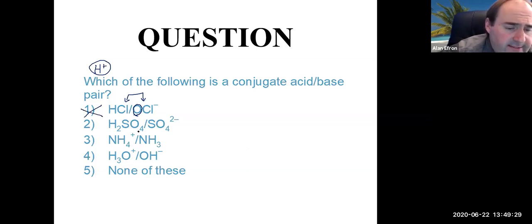When we look at these two here, there is a difference of an H plus, but that's not the only difference. It's actually 2 H pluses. And again, in order for them to be pairs, the only difference that you could have is 1 H plus, and that means that this guy cannot be a pair either. NH4 plus, NH3, again, the difference here is actually only 1 H plus. And that means that this guy actually is a pair.